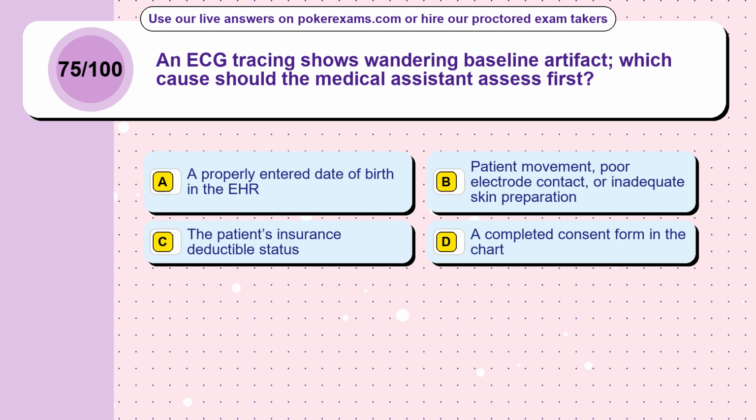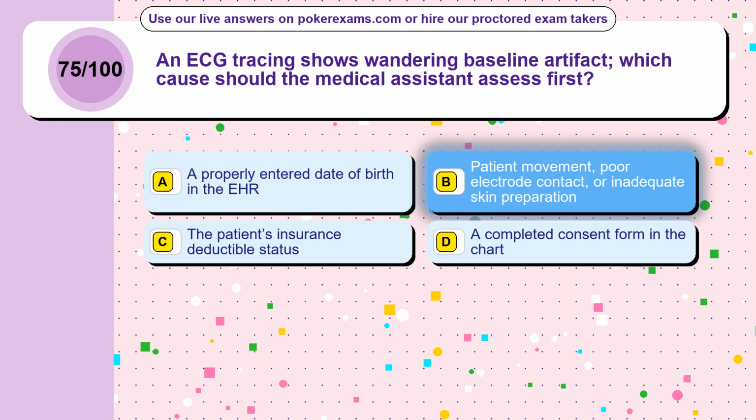Question 75. An ECG tracing shows wandering baseline artifact. Which cause should the medical assistant assess first? Option A, a properly entered date of birth in the air. Option B, patient movement, poor electrode contact, or inadequate skin preparation. Option C, the patient's insurance deductible status. Option D, a completed consent form in the chart.